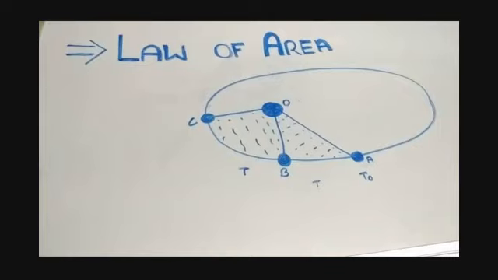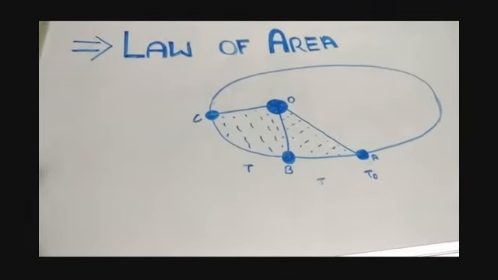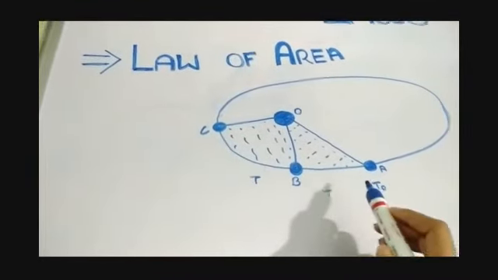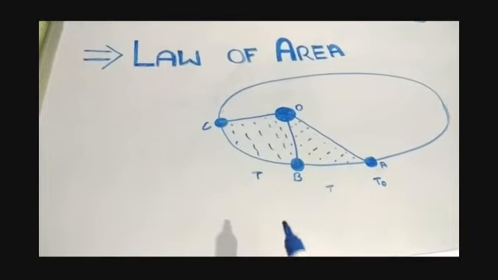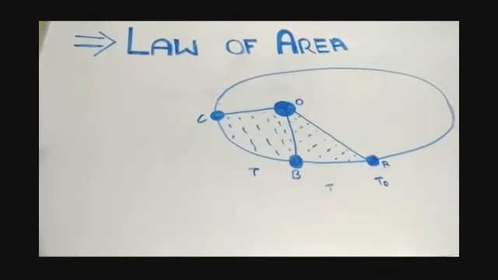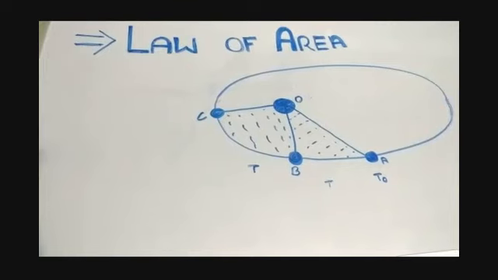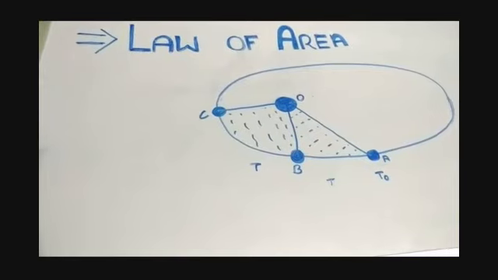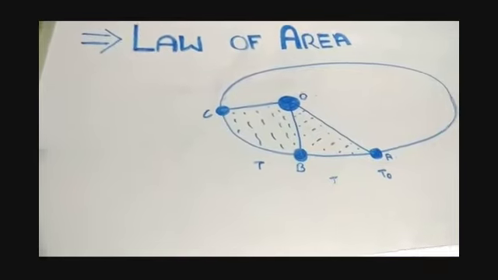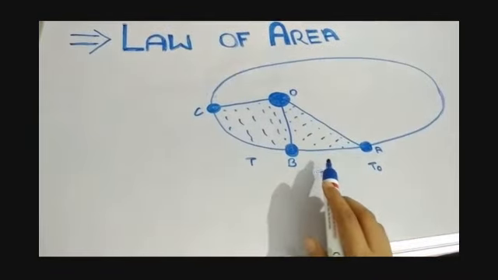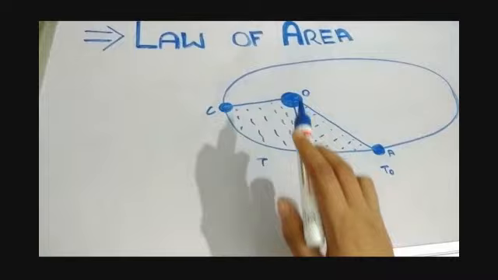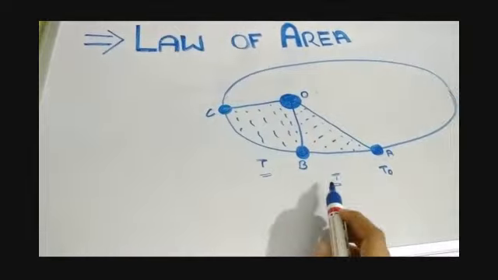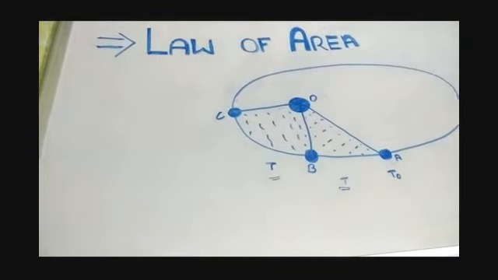Let's join the points OA, OB and OC. Now, according to law of area, the area of the sector OBA is equal to the area of the sector OBC. Now, let's recall our law of area again. Law of area states that the area swept by a planet in equal time intervals is always equal. Here, the planet sweeps the area OAB and OBC in equal time intervals, that is t. As the time intervals are equal, hence, the area is also equal.